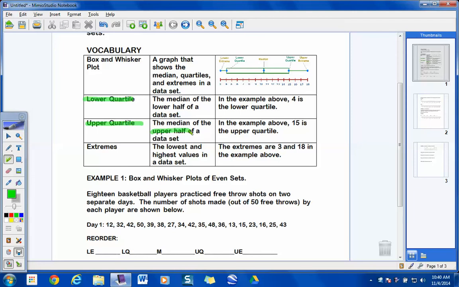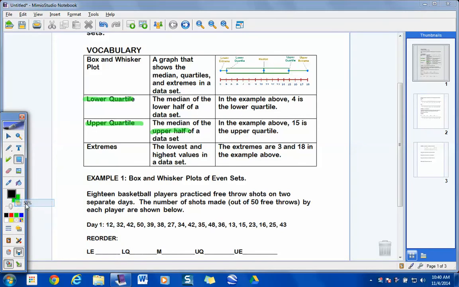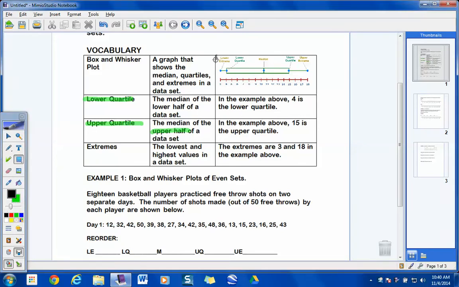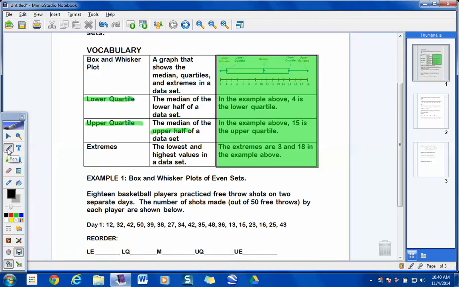All right. So guys, some of the information that's given to you over here in these examples about the definitions, this is pretty important. So you might want to box this in or highlight it. But that's pretty important information right there in that column. Okay. All right, so let's look at an example right here about constructing a box and whisker plot.